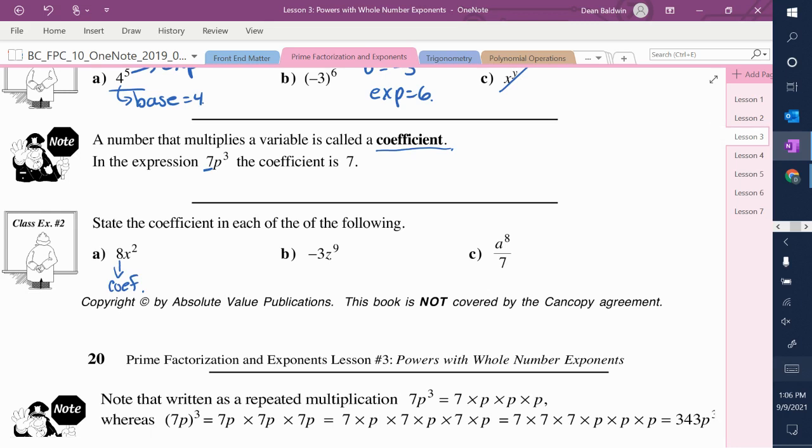What's the coefficient in B? -3. You have to take the sign that's with it, okay? So, -3. What about C?